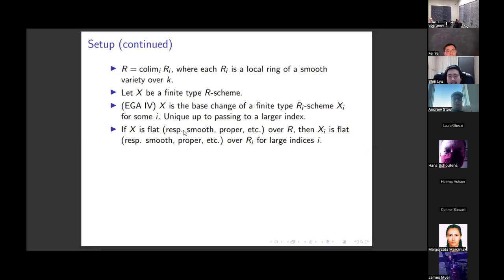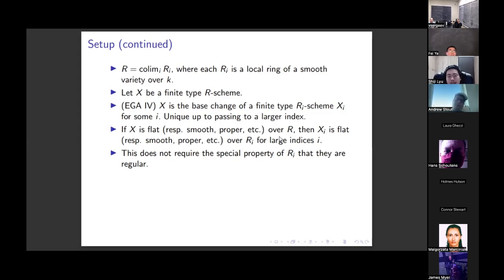If X is flat or smooth or proper over R, then Xi is flat or smooth or proper over Ri after you pass to larger indices. So these are all classical works, right? What the point of these is that they do not require a special property that these Ri are regular, right? They are smooth varieties. This is true for any direct limit of rings or for safety Noetherian rings, right? That you can approximate finite type things, preserves these properties.